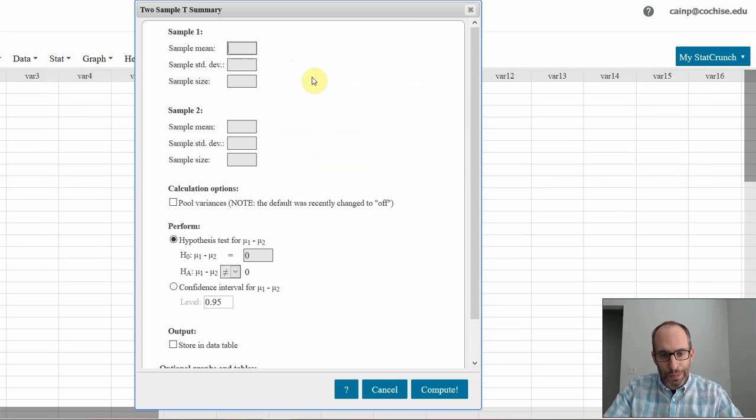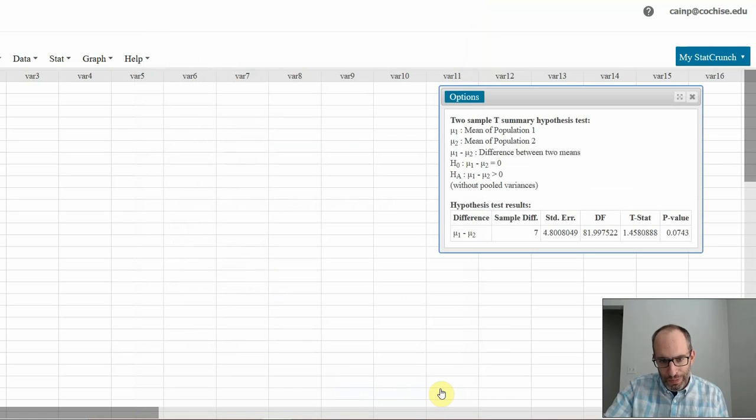All right. So sample 1 is Denver. So I guess we're going Denver first. 43, 21, and 40. And then sample 2 would be Inglewood. So 36, 23, 44. And then for the hypothesis test, it was supposed to be looking for evidence of higher in Denver. So I need a greater than, right? Mu1 greater than mu2 is the same as mu1 minus mu2 greater than 0. And then if I compute, there's my p-value of 0.0743. Okay.